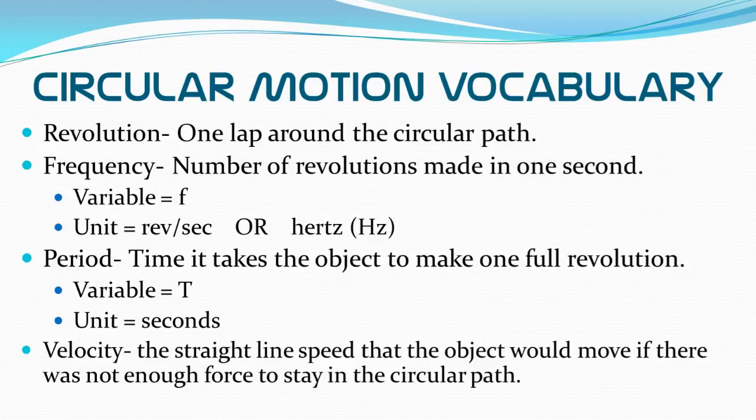In centripetal motion, when we refer to velocity, we're talking about the straight line speed that the object would move if there was not enough force to stay in the circular path. If an object moving in a circle leaves the path, this is how fast it's moving.